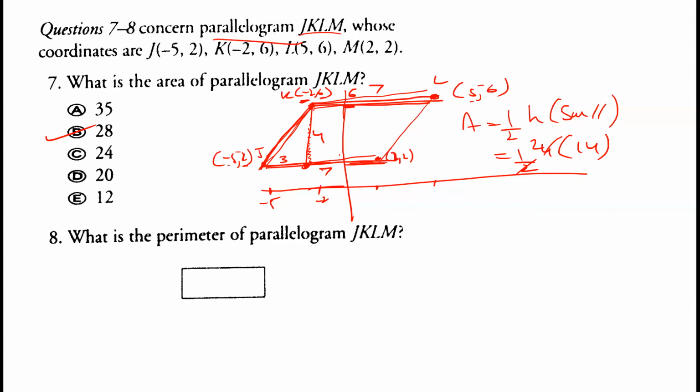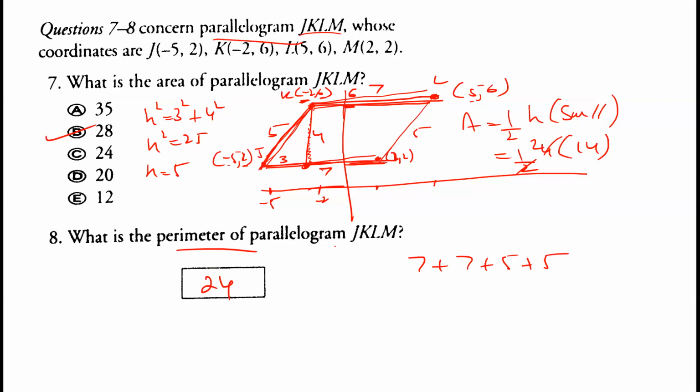3 squared is 9, 4 squared is 16. So again, Pythagoras theorem: h squared equals 3 squared plus 4 squared, or h squared equals 25. h equals 5. So this is your 5, this is also 5. So 7 plus 7 plus 5 plus 5 is 24. So the perimeter of the parallelogram is 24. So for question 8, the answer would be 24.